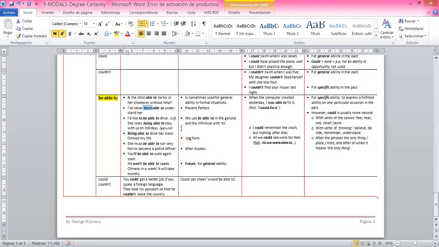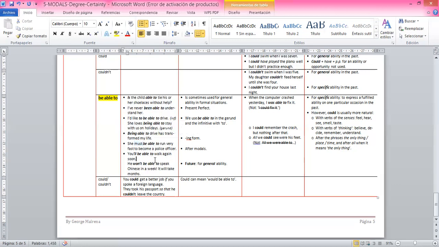Now let's see the other one. Being able to drive has transformed my life. She must be able to run very fast to become a police officer. So in that case, as you can appreciate here, we also are using must, the modal must, okay?